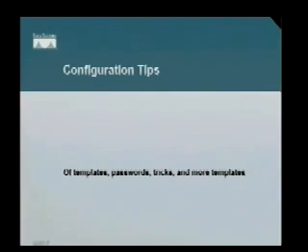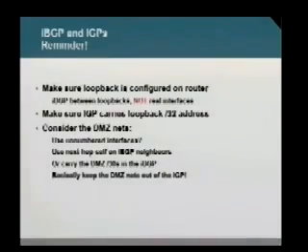Just want to finish off with some configuration tips. Just going through templates, passwords, some more tricks, and so forth. First thing, I think the loopback interface is pretty useful. I haven't checked other implementations, but certainly running IBGP between the loopbacks on the router means that you protect your infrastructure from any actual problems with the network. So running IBGP between loopbacks is a really good idea.